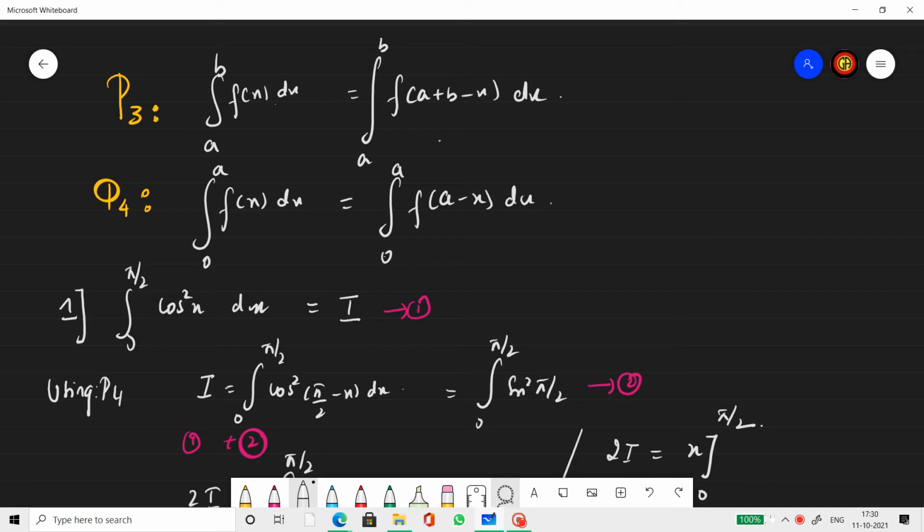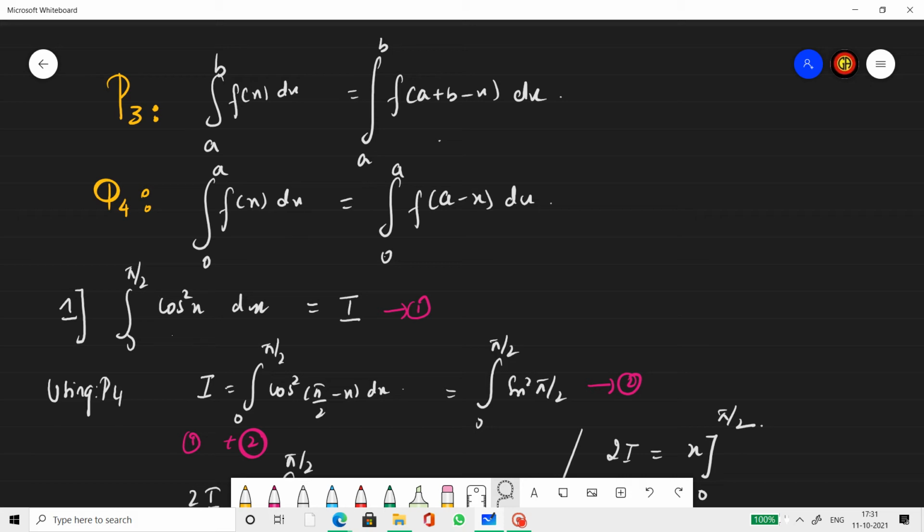Property 3: integration of f of x from a to b equals integration from a to b of f of (a plus b minus x), or integration from 0 to a of f of x equals integration from 0 to a of f of (a minus x). This is primarily by the substitution method, but we don't need to consider any t or dt here. Simply we can apply this property. These two properties are mainly applicable to trigonometric model questions, so make a note of that.